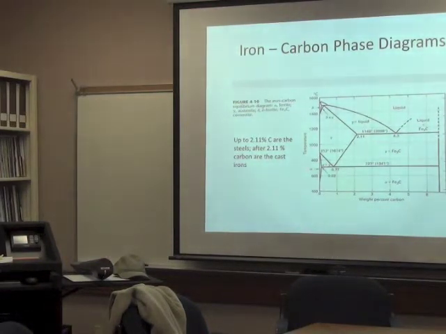Here you have just one phase, the alpha phase, which is ferrite. It's basically all iron and a little bit of carbon. The maximum dissolvability of carbon is 0.02%. Now here you see the austenite region, right here.